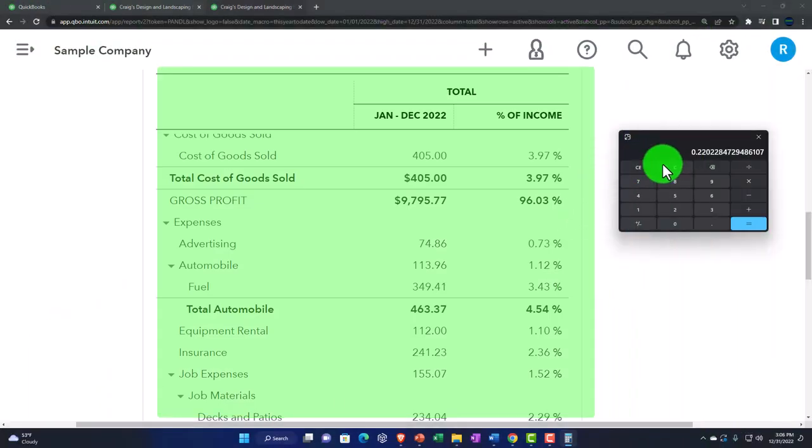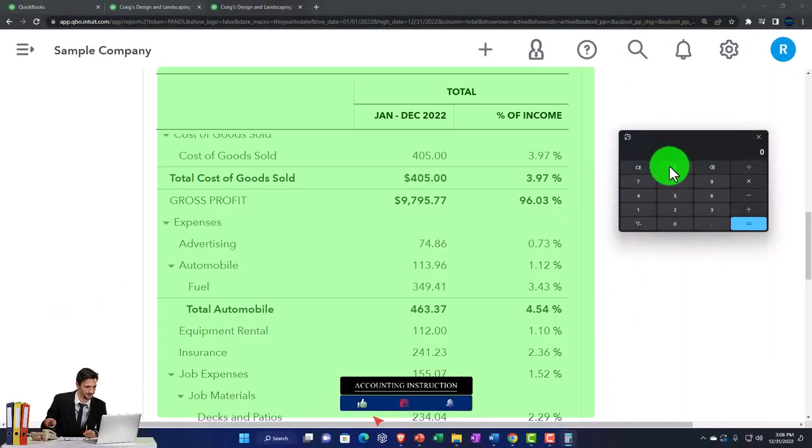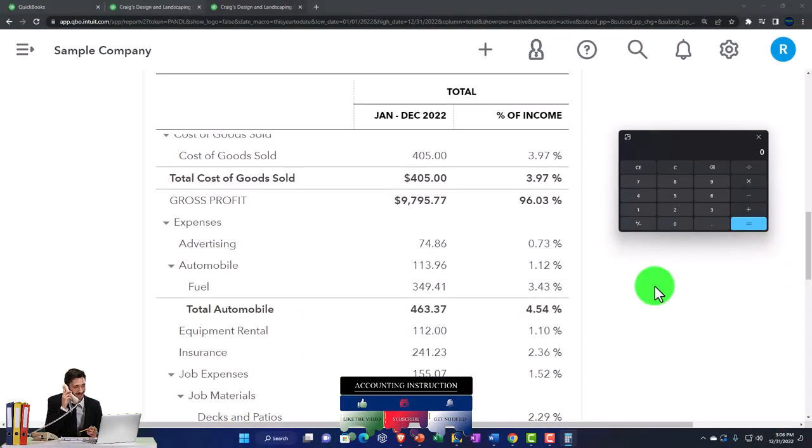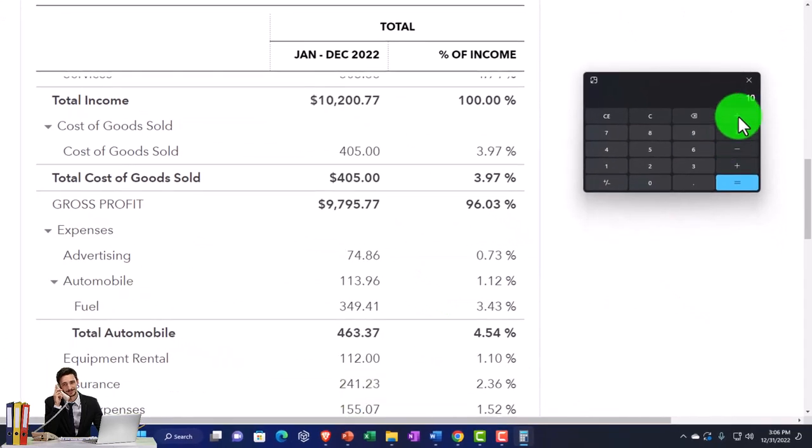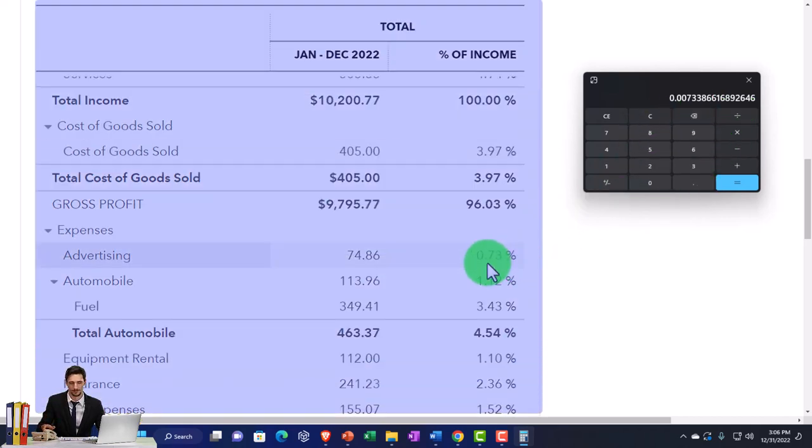So I can go up top. You could do a bar chart if you wanted to do a graph on it, if you're feeling like you need some kind of visual. But we can then do the 471.86 divided by the total income, which is here, divided by the 10200.77. If we move the two places to the right, you get 0.73%. So we're comparing everything to income.